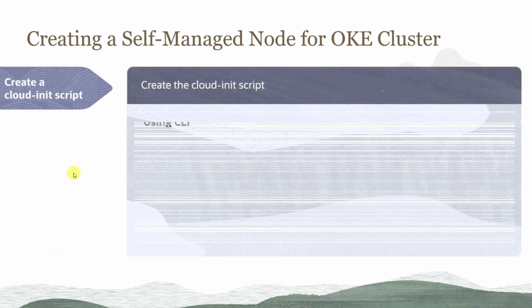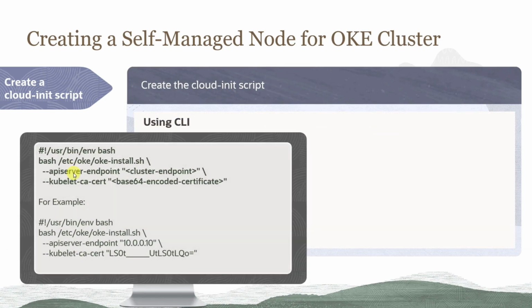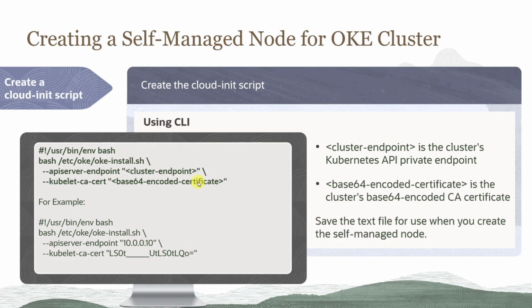Now in a text editor, we will create the cloud init script as given on the screen. In the script, we must replace placeholders like the cluster endpoint with the IP address of our Kubernetes API private endpoint and the string that we copied for the base64 encoded certificate. And we must save this text file for use when we create the self-managed node.